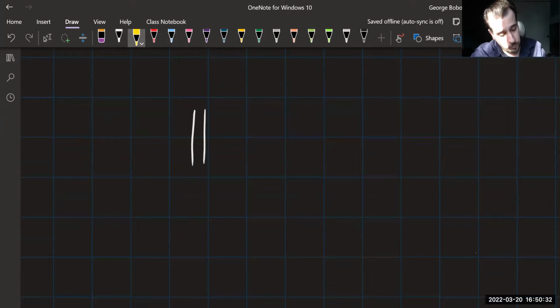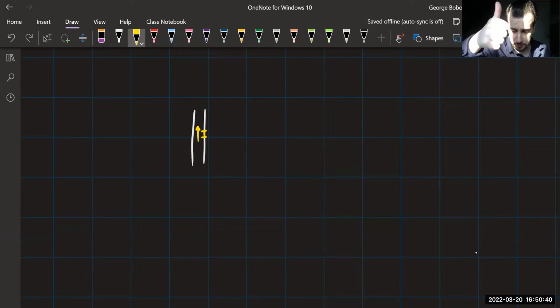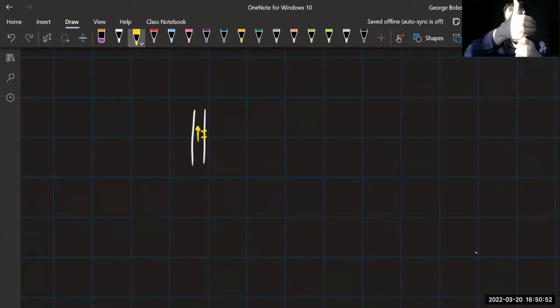If you have a current carrying wire, you can find the direction of the magnetic field on each side by taking your thumb. Do it with me as I'm doing it. Take your thumb and put it along the current. And your fingers, pretend you're grabbing that wire right now, like this.